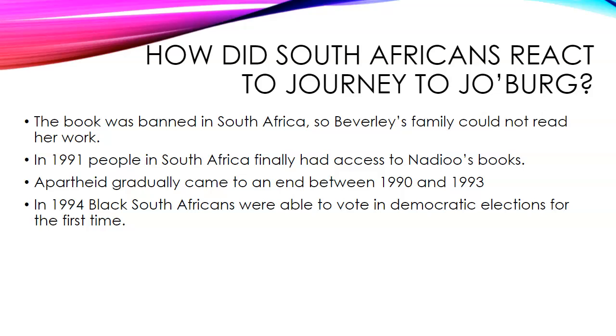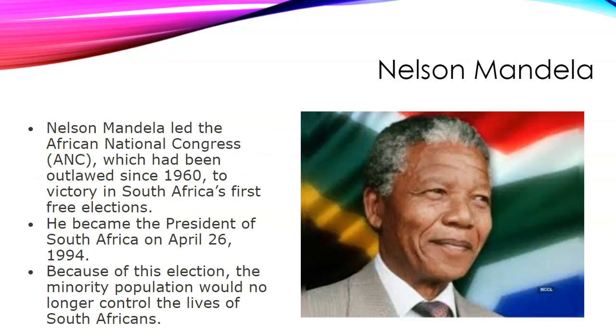And at this point in time, apartheid is gradually starting to come to an end. This is between 1990 and 1993. So in 1994, your black South Africans were able to vote in the first democratic election. Enter Nelson Mandela. So Nelson Mandela led the African National Congress, which had been outlawed since the 1960s, to victory in South Africa's first free election. He became the president on April 26th of 1994. And because of this election, the minority population in South Africa, being the whites, would no longer be able to control the lives of your black South Africans.